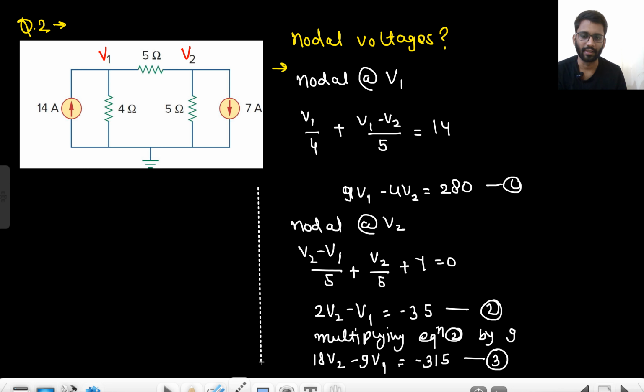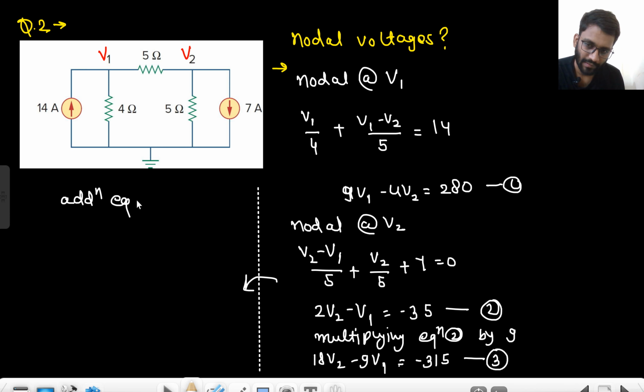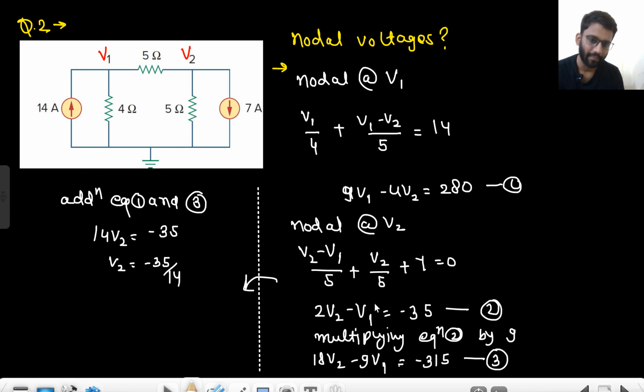Now you can add up equation 1 and 3. I will just write down the equation here. I'm just solving the equation, nothing else. So you will add up equations 1 and 3, and you will get 14V2 equals 280 minus 315, which equals minus 35. So V2 will be equal to minus 35 by 14. And now by this equation you can get the value of V1 as well.